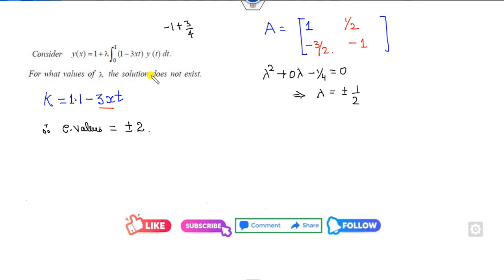Now, for which case does the solution not exist? The solution does not exist when the absolute value of lambda, that is the eigenvalue, is greater than or equal to 2.